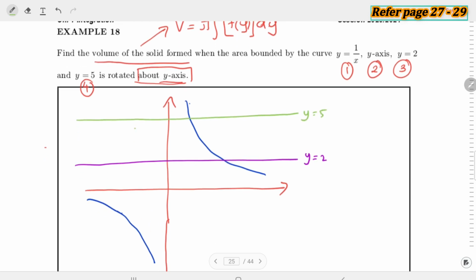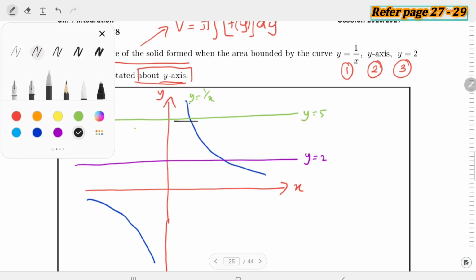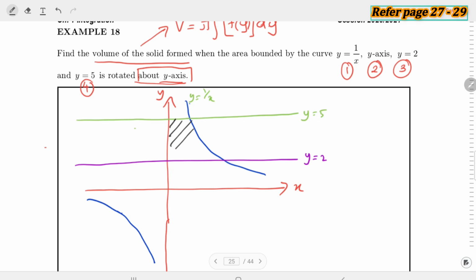So these are all the curves involved in this sketch: y equals 1 over x, y equals 5, y equals 2, and the y-axis. Here is the y-axis, here is the x-axis. Now we look at where the region would be located. It must be bounded by all the colors, by blue, by green, by purple, and the red one, which is here. This is the shaded region.